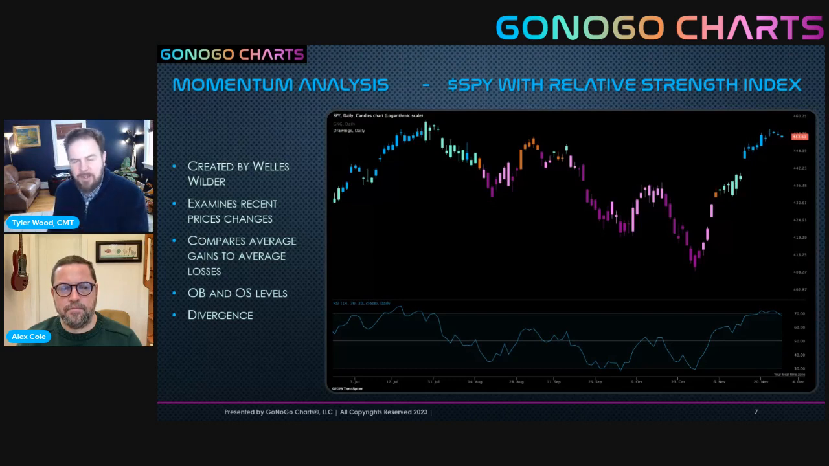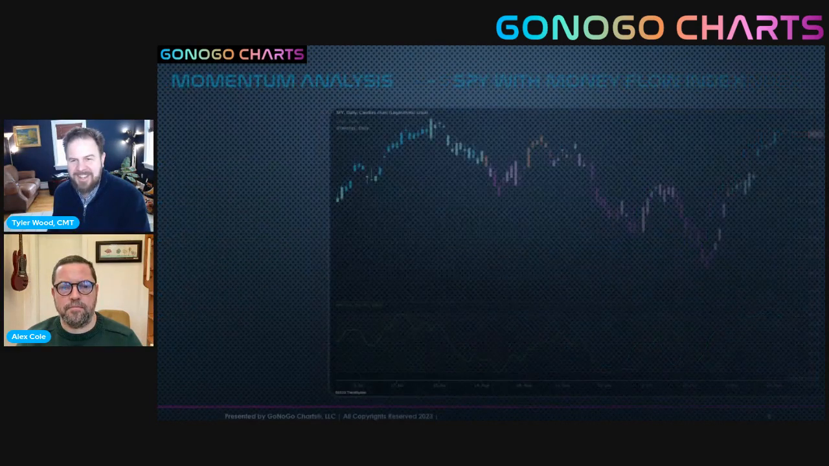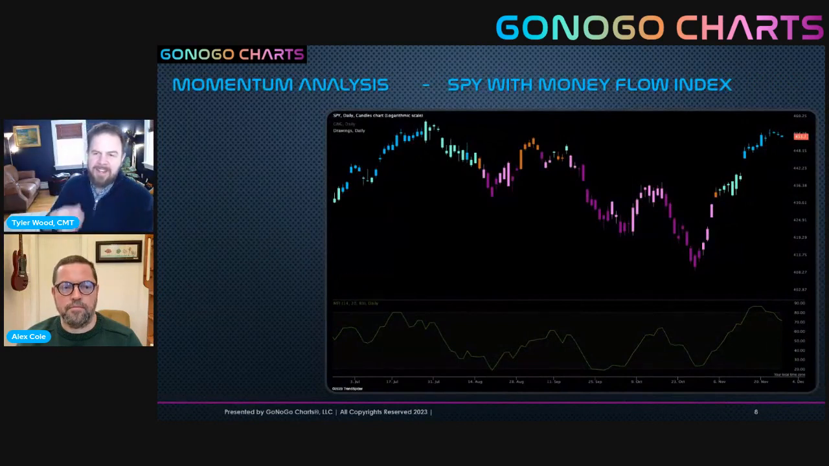But RSI is going to work the same way as these other momentum tools. It's going to be calculated differently, but we can look for areas of overbought, oversold, and for divergences as well. Now, Alex, let's do one more. And here it's just an adaptation of Wells Wilder's RSI. We look at the money flow index. A lot of traders call this volume weighted RSI.